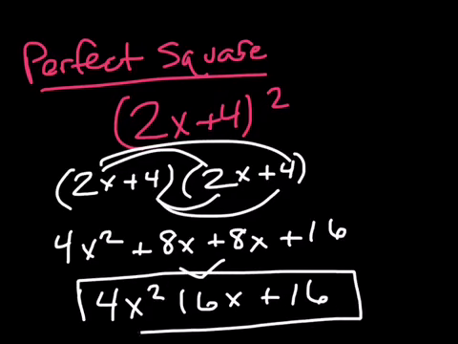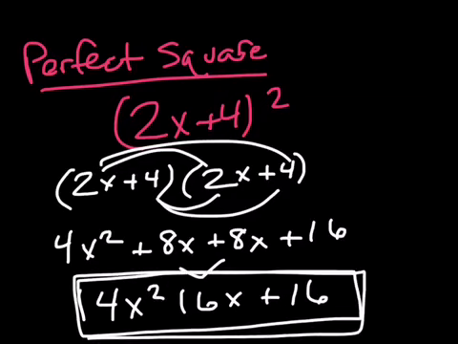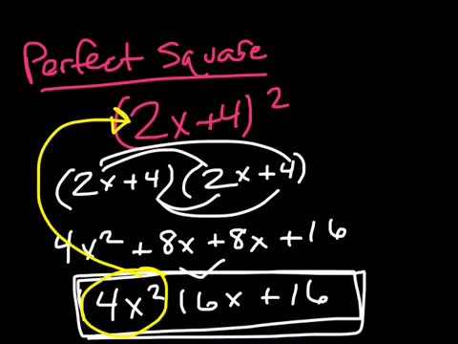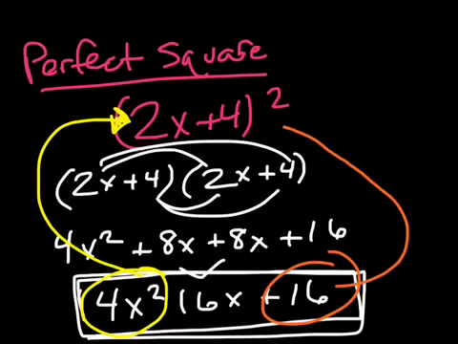Now using this, I want to show you the patterns that happen when we have the product of perfect square binomials. So first of all, I want you to notice that our first term is the square of this term. 2x squared is 4x squared. The last term is the square of the second term. 4 times 4 is 16. And then the middle term, so let me switch the color of that. The middle term came from the 8 and the 8.